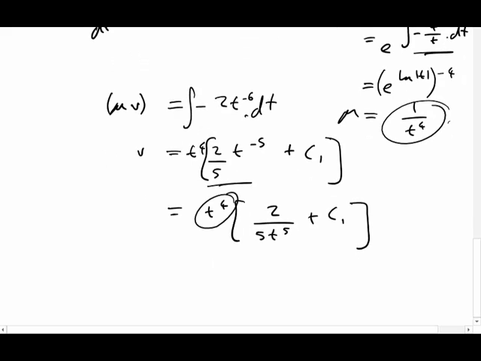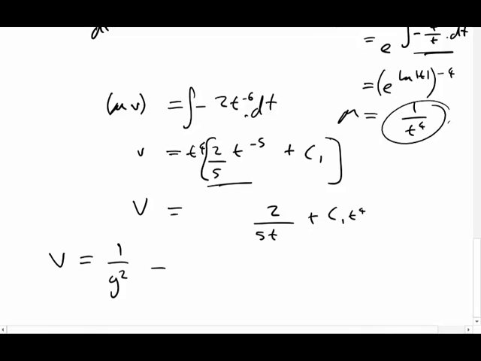And I'm just going to multiply through by t to the power 4. So this becomes 2 t to the power 4 over 5 t to the power 5, plus C1 t to the power 4. I can do a little bit of cancellation: I can cancel off 4 of those t's and just leave 1 on the bottom. So we end up with this thing. But remember v. So v is equal to that, but remember what v was equal to: v was equal to 1 over y squared.